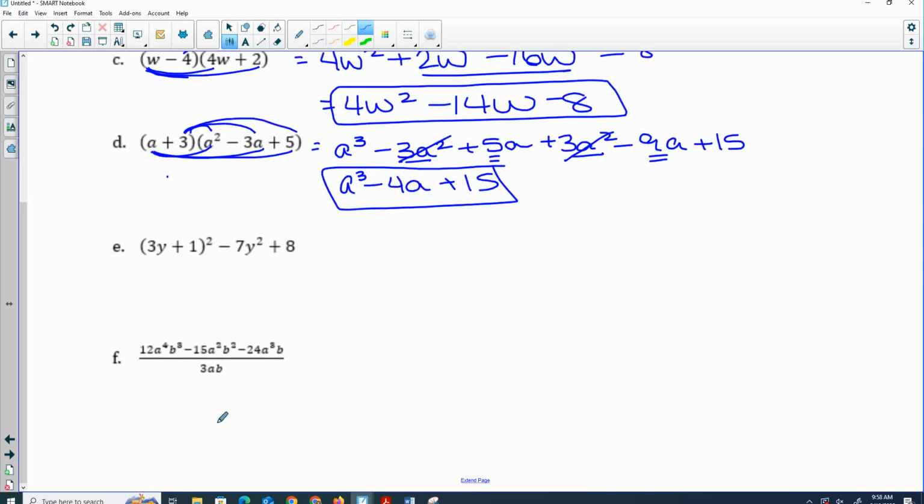All right, we have 2 more review problems. Is this coming back to you? You remember doing this before? It's been a while. We've been stuck on factoring for quite some time.